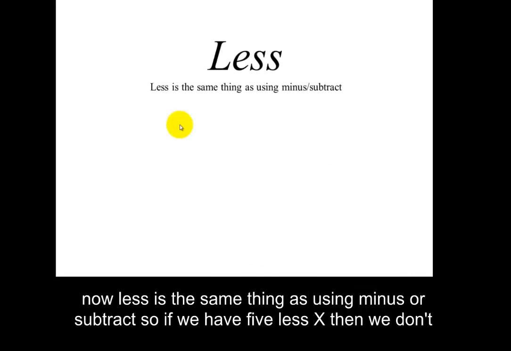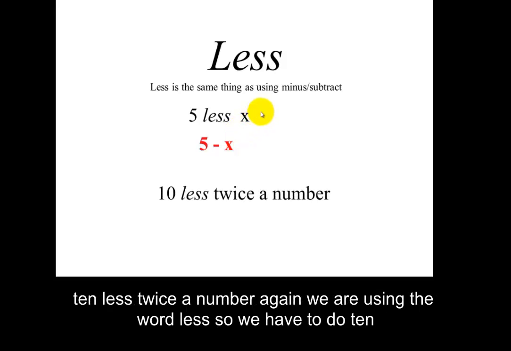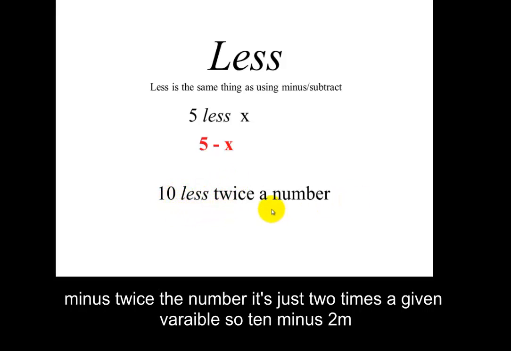Now less is the same thing as using minus or subtract. So if we have 5 less x, then we don't need to switch. We just have to write 5 minus x. 10 less twice a number. Again, we are using the phrase less. So we have to do 10 minus. Twice a number is just 2 times a given variable. So 10 minus 2m.